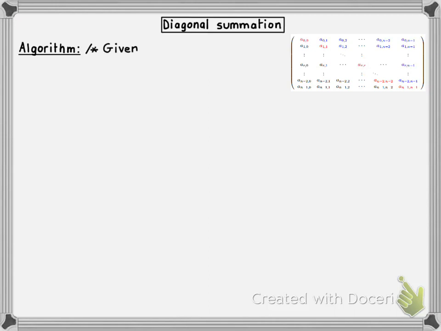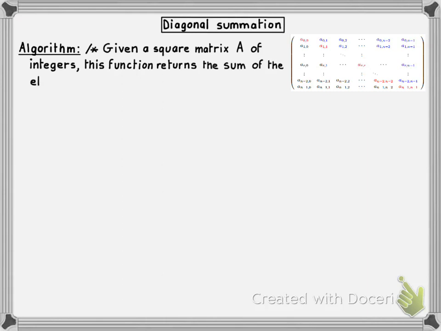Now, the algorithm we're going to describe, called diagonal summation, is simply going to take as input a matrix, a square matrix A of integers of dimension n by n, and the algorithm is going to return the sum of all the elements on the diagonal of the matrix A. So in other words, it's going to sum all of the integers in red here in this image.